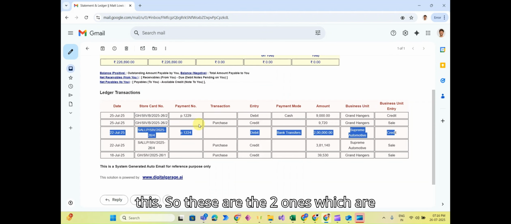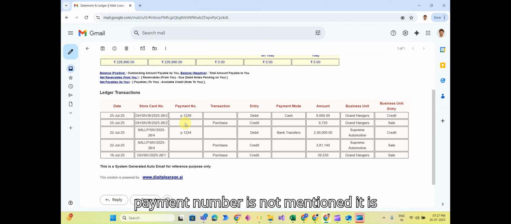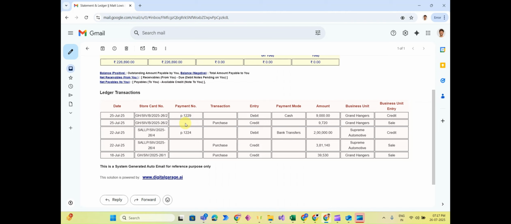these are the two which are monetary transactions. It's a credit or a debit, and wherever the payment number is not mentioned, it's a parts or service sale or purchase.